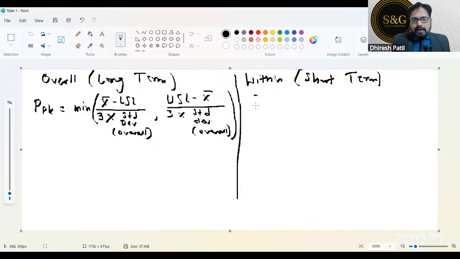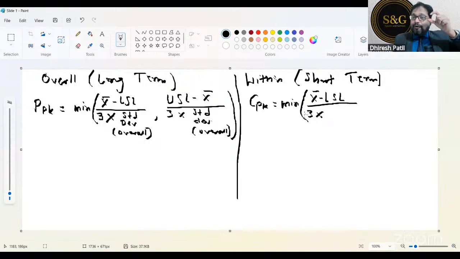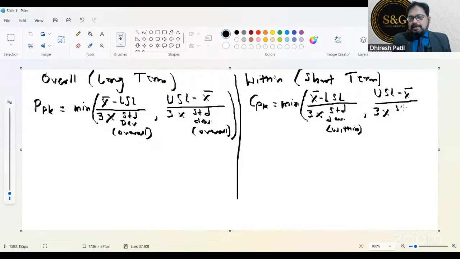On the other side, write down CPK formula exactly similar to this. Minimum of X bar minus LSL. Only difference is, what is the only difference? Instead of standard deviation overall, it will be standard deviation within. Baki formula same hai. Are you understanding this? Within. Clear? And on the other side, same. USL minus X bar divided by 3 into standard deviation within. And bracket complete.